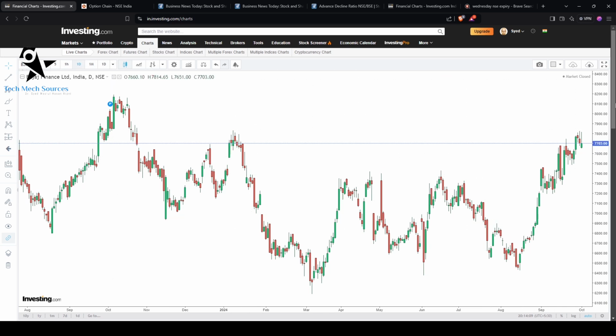This is for 1 day. As you can see, the variation is 7,819 and 7,650. This is the low and this is the high. So you can see the variation. Bajaj Finance is a very good stock, and it always gives you variation. So you can always go for selling call or put. I am talking about selling the option here.